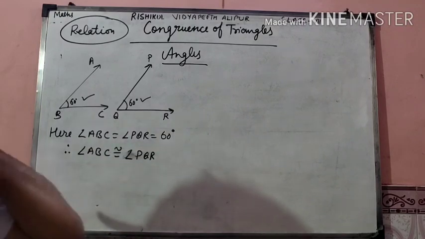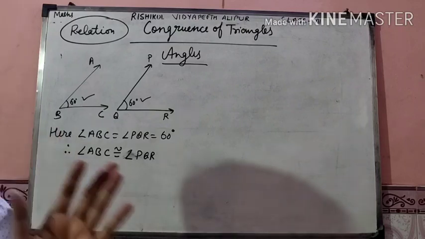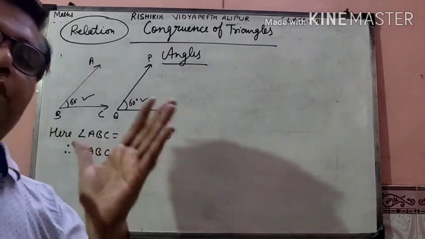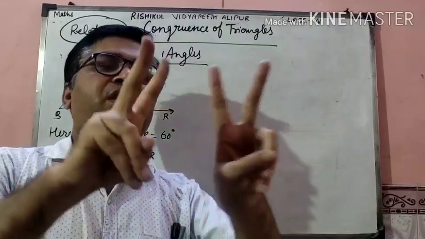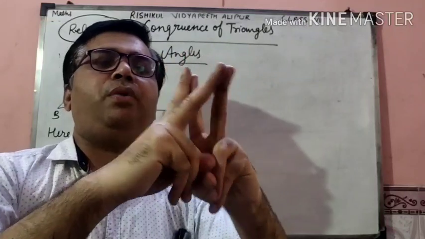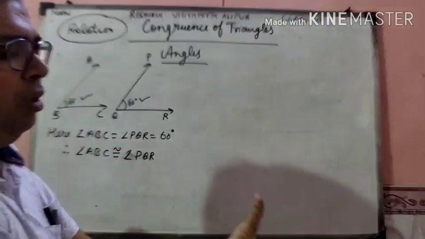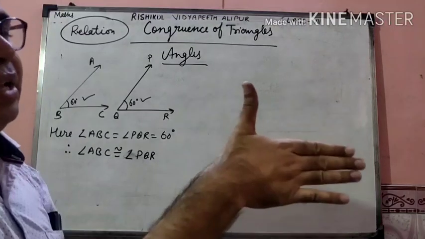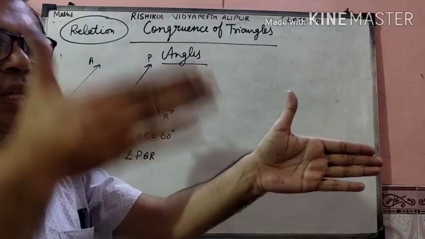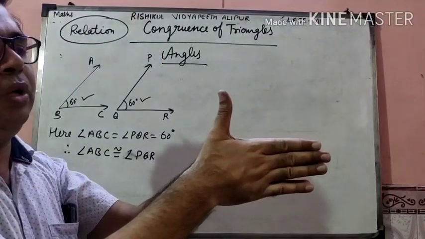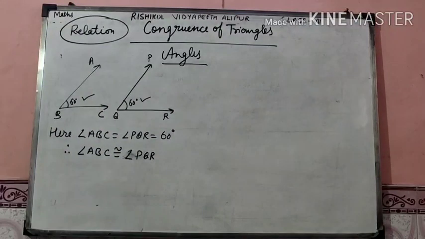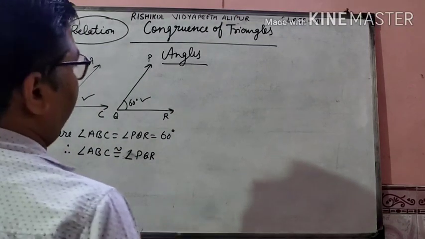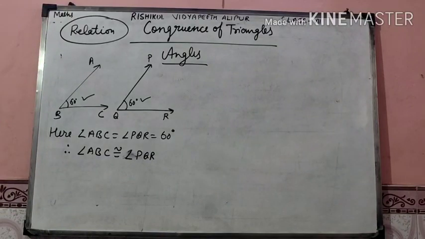Is that clear, students? So what we have learned is that if the angles have the same measure, meaning they are in superposition, they are overlapping each other, this is also called congruent. Suppose this is an angle of 90 degrees, my this hand is representing 90 degrees, my this hand is representing 90 degrees, this is also called congruent. Is that clear? Any doubt? So this is the congruency of angles. After the congruency, we will start the concept of congruency of triangles.